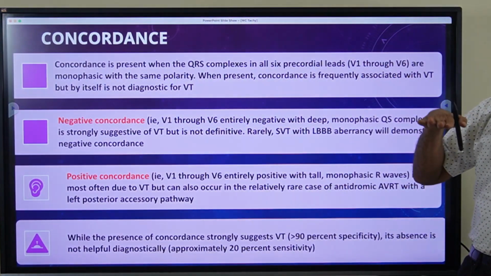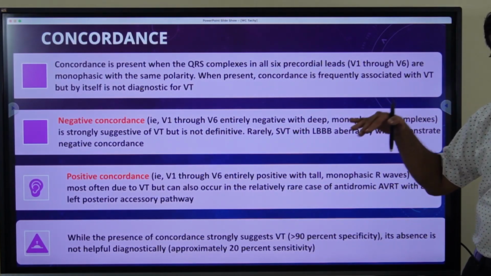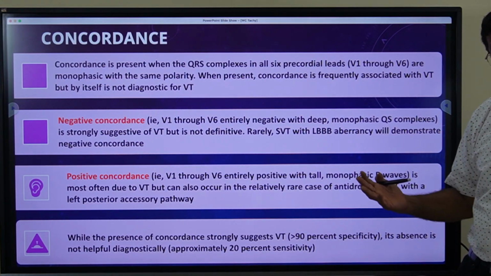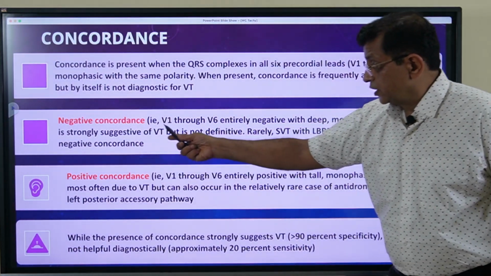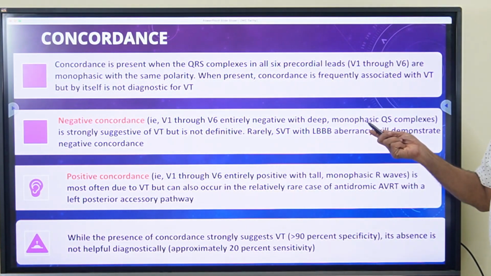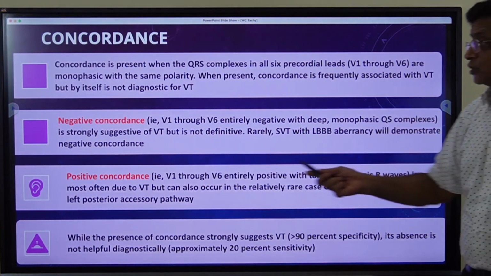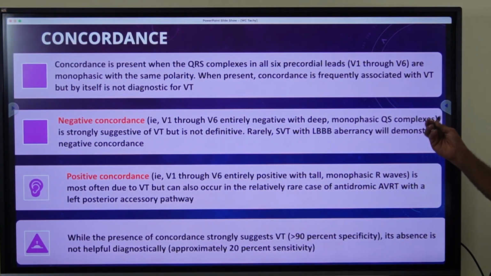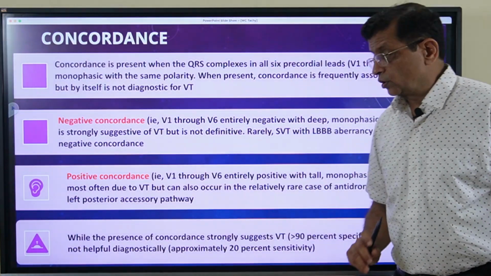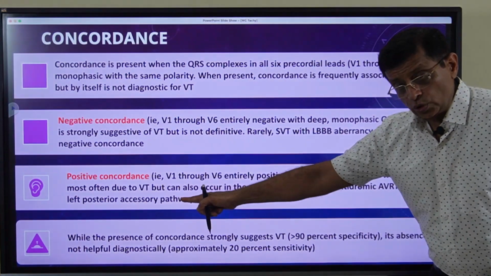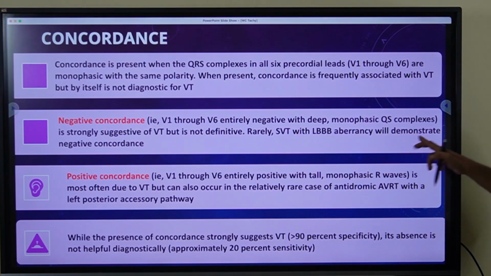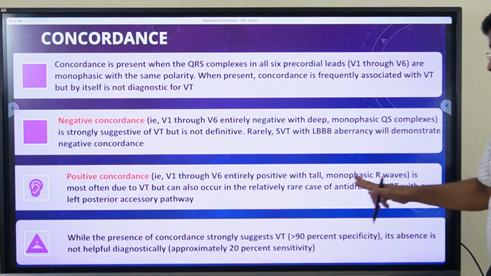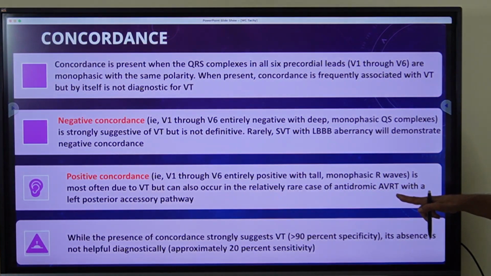that is said to be positive concordance. Similarly, if all the leads from V1 to V6 show strong negative monophasic complexes, then it is said to be negative concordance. So, negative concordance, that is V1 to V6 entirely negative with deep monophasic QS complexes, is strongly suggestive of VT, but rarely SVT with left bundle branch block aberrancy can cause negative concordance. Similarly, positive concordance, V1 to V6 entirely positive tall monophasic complexes, is again likely to be VT, but antidromic AVRT can cause such positive concordance.